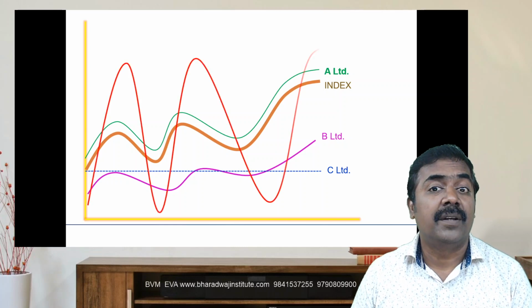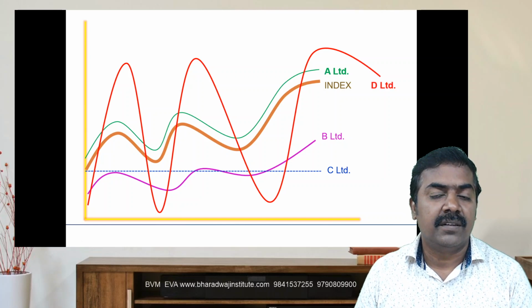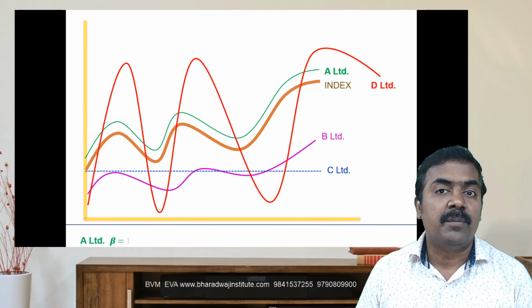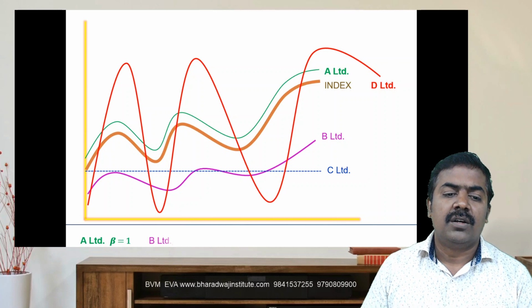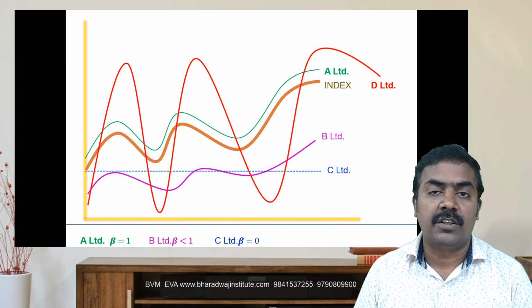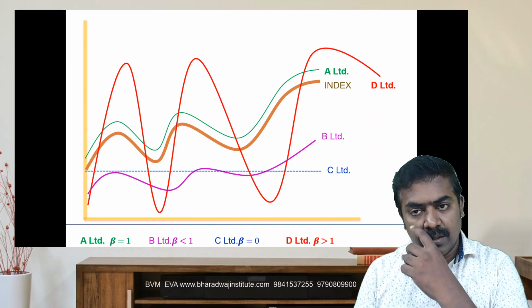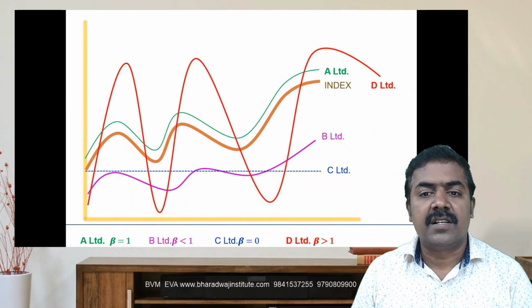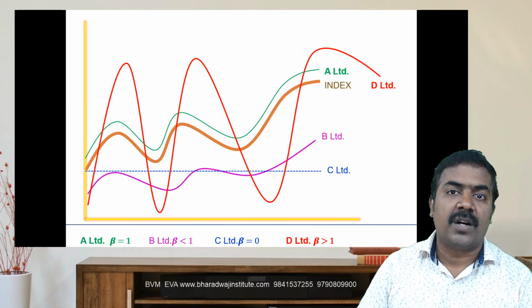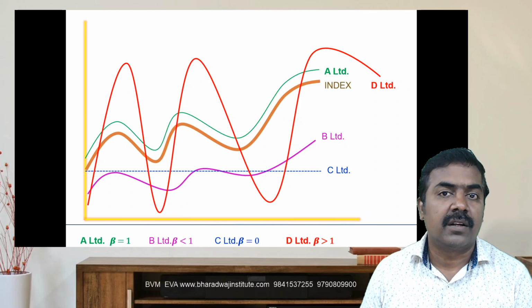And look at this company. It reacts much higher. D Limited is a highly volatile company, which means risk will be more. The risk is measured by a factor called the beta factor. So for A Limited, we can say the beta factor is equal to 1, because it moves along with the market.